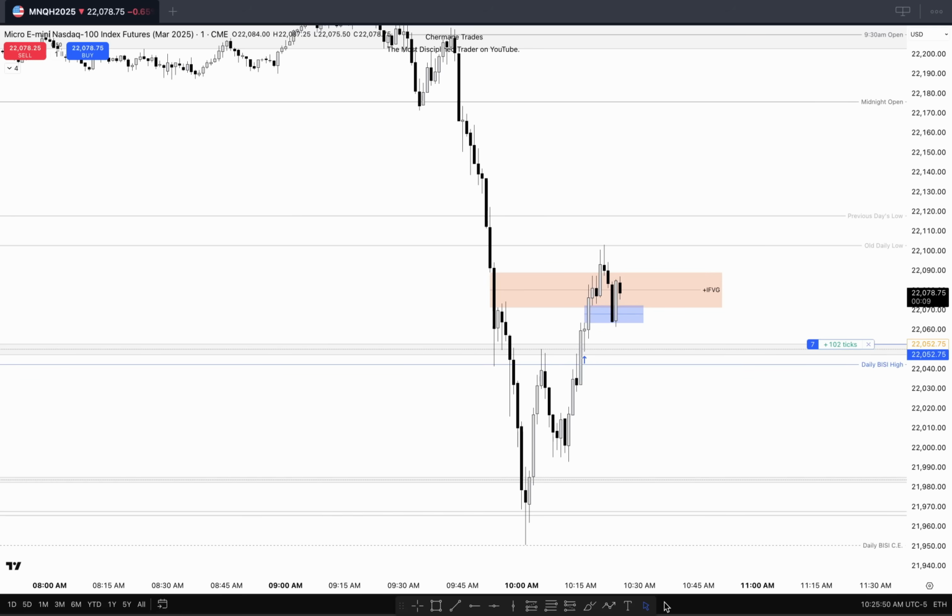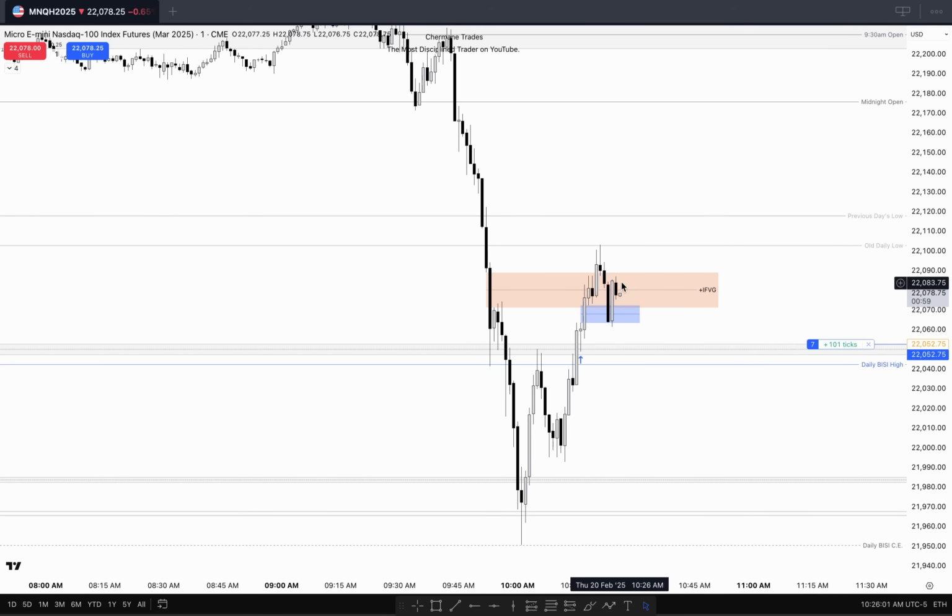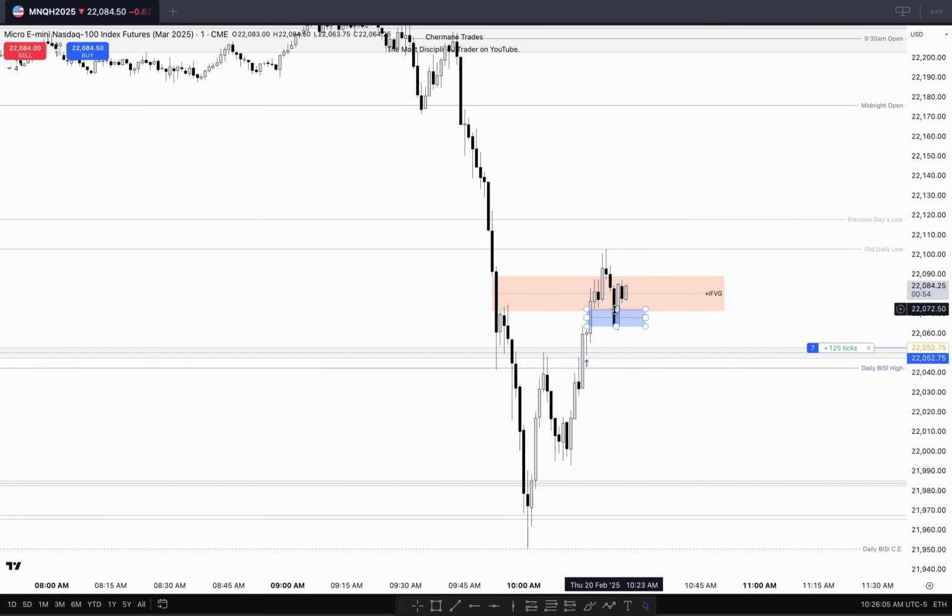I was just like, bro, be better. I'm watching the midpoint of the inversion fair value gap. I want to see if we can get above that. Also the midpoint in this down close candle, which is the mean threshold. I wouldn't want to see anything past that either.